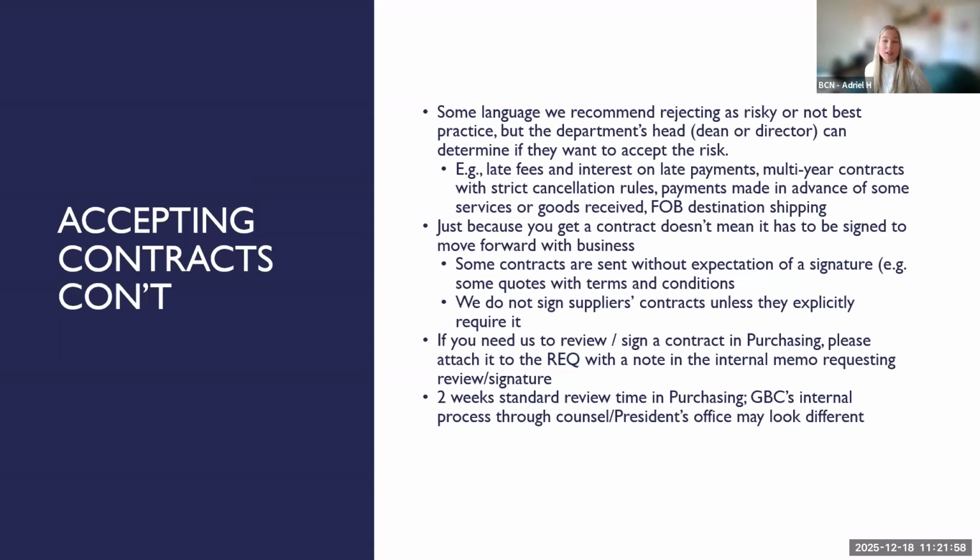FOB destination shipping, oftentimes when there's shipping involved, there's destination or origin shipping, and if the contract says origin shipping, that means that we're responsible for it once it leaves their warehouse. And if we have any issues with the shipper or they damage it, it's kind of our problem. So we always recommend accepting only FOB destination shipping instead. So there are things that are just kind of best practices that aren't necessarily rules. So you don't have to change them if you don't want to, but you'll be accepting more risk as a department if you don't.